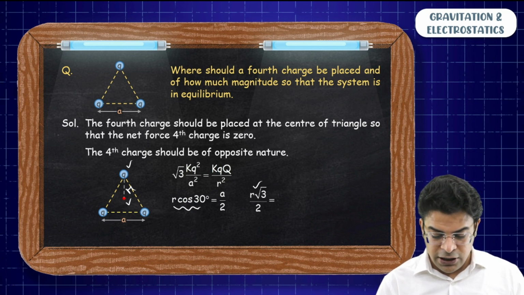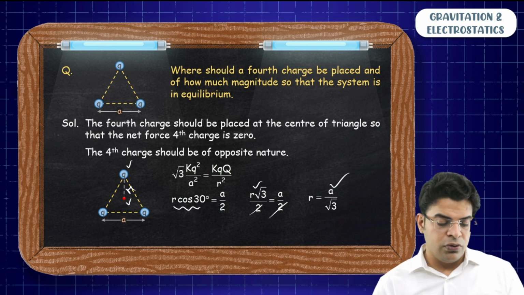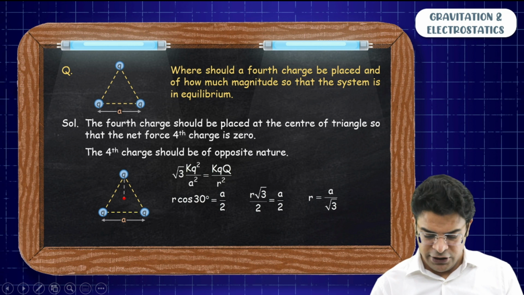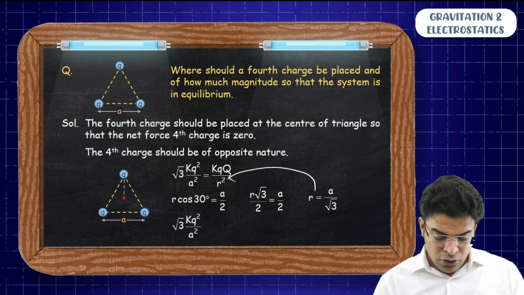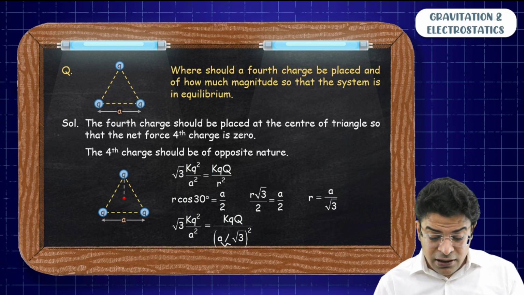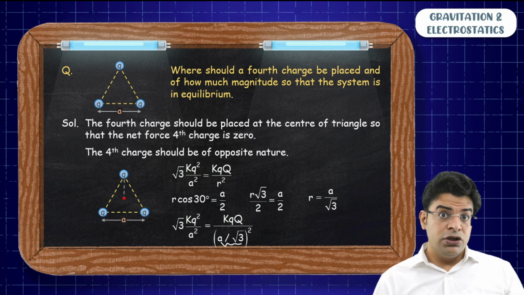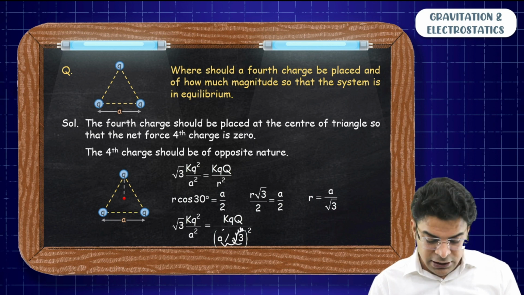So r root 3 by 2 equals a by 2. Cancel out 2, you get r equals a by root 3, same as we did for gravitation. Now substituting here r, you will get root 3 kq square upon a square equals kqQ upon a by root 3 whole square. Now here we have a by root 3 whole square. So in the denominator of denominator, after squaring, this becomes a 3, and here you get a square.